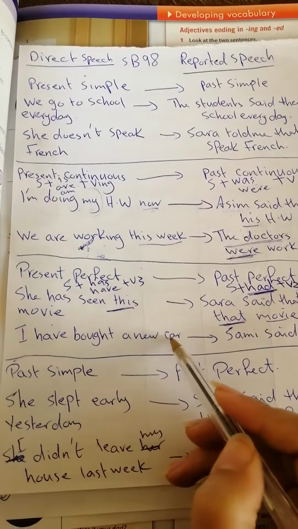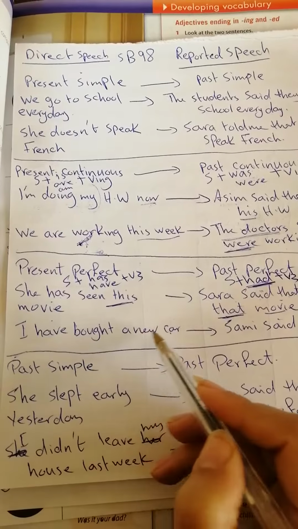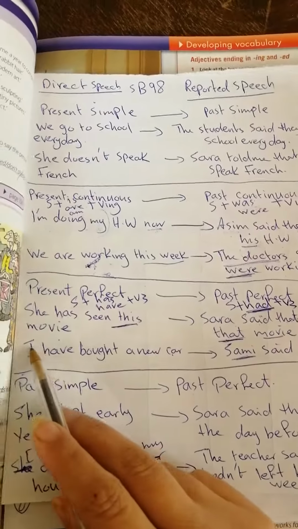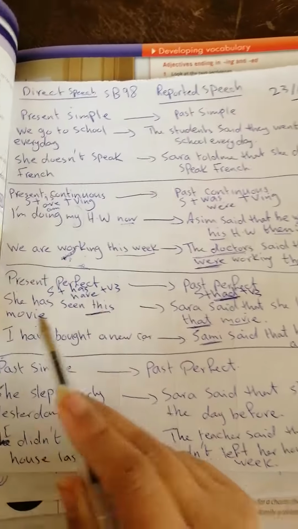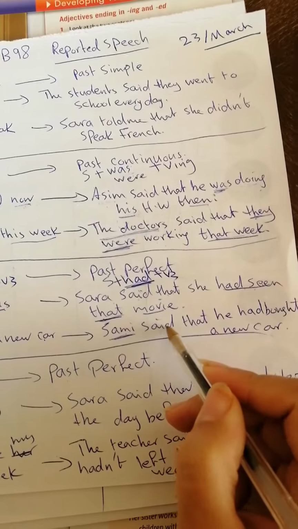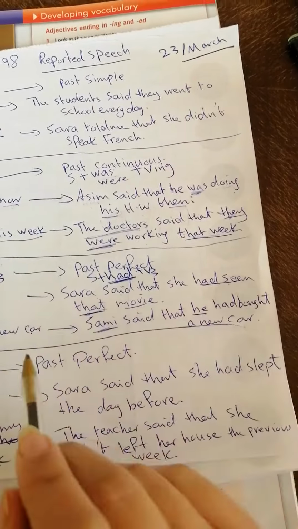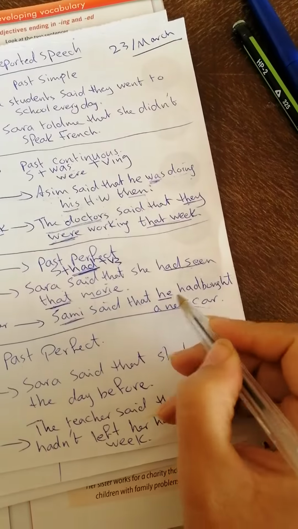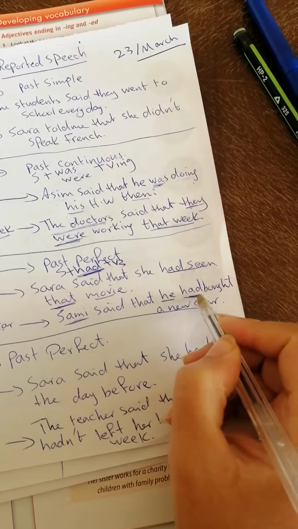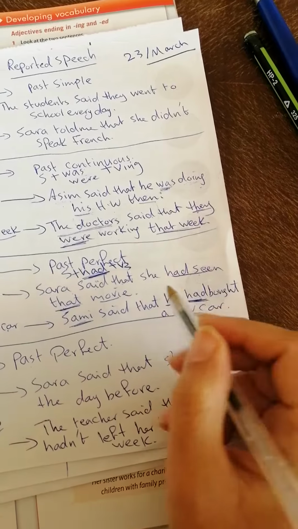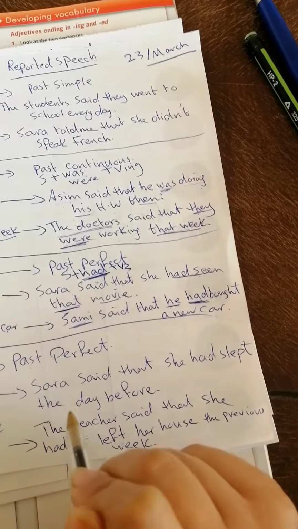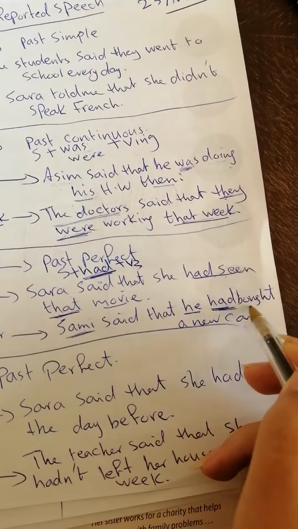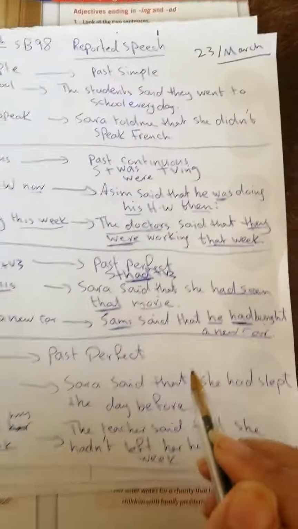I have bought a new car. Who is the speaker here? The speaker is Sammy. So I, we change it into he. Sammy said that he, and we change have into had. That he had, according to the rule, had plus verb 3, that he had bought a new car. Sammy said that he had bought a new car.